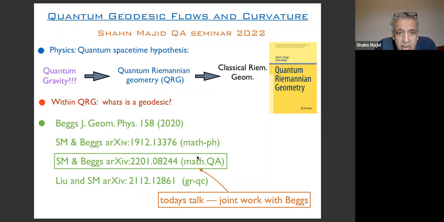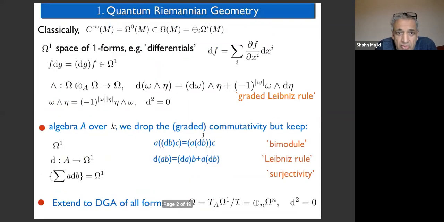Firstly, the formalism. For this particular crowd, I don't have to say too much. Classically, for a manifold, we could really focus on the bit we need, which is the coordinate algebra of some kind, for example, smooth functions, and the differential forms built from that. So degree zero would be functions, degree one would be one forms. And of course, there is a map from degree zero to degree one, which is the derivative. So this encodes the differential structure of the manifold.